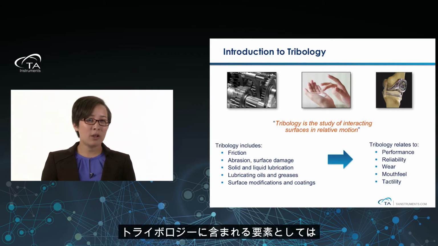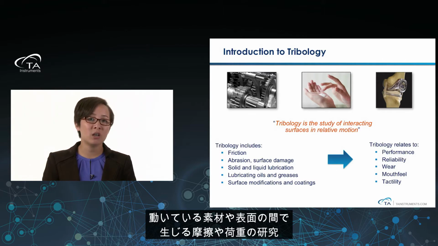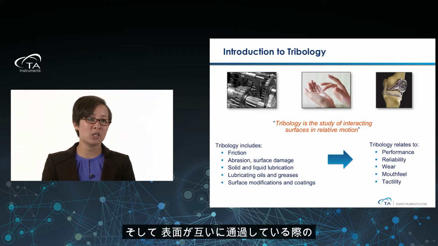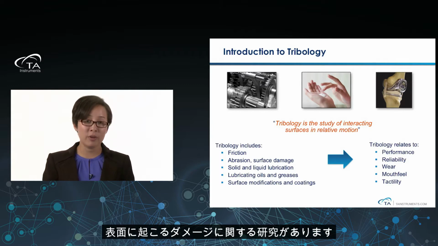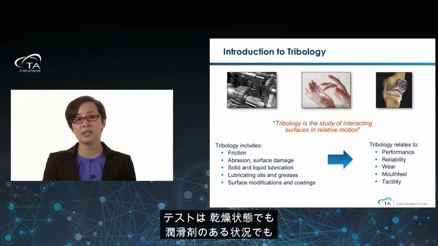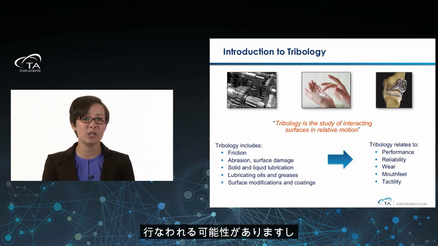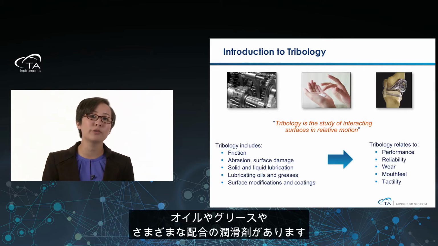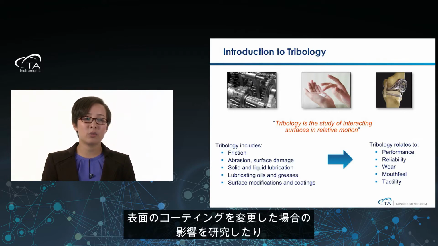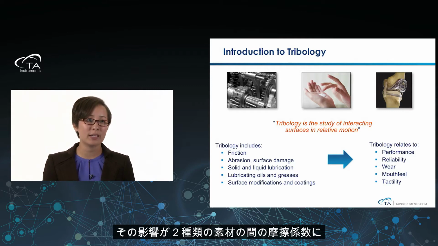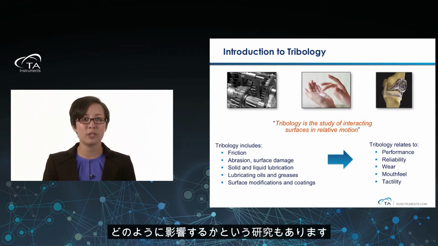Some of the aspects of tribology will then include studies such as friction, or the forces between these moving materials and moving surfaces, and abrasion, whether these surfaces will undergo any type of surface damage while they're moving past one another. These tests can also be done in either dry or lubricated conditions, so solid or liquid lubrication, also lubricating between oils versus greases and different kinds of formulations. Another aspect is studying the influence of surface modifications and coatings and how that affects the coefficient of friction between two types of materials.